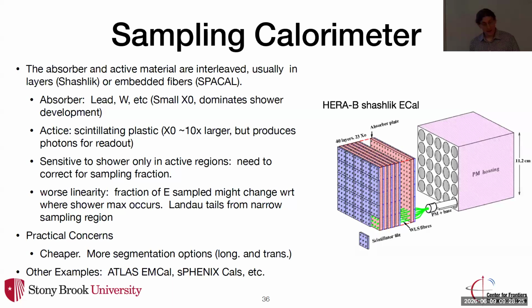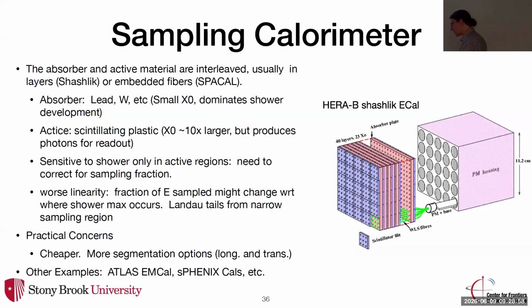However, depending on exactly how the shower develops, we might lose more or less of it in those absorbing layers. So if we move our shower max so it occurs right after that, you'll see more of the light than if it happens right before one of those layers. Also, because you're sampling from a smaller region, you have larger uncertainty. So Landau tails of the distribution of how many photons you might see make it a little bit noisier.